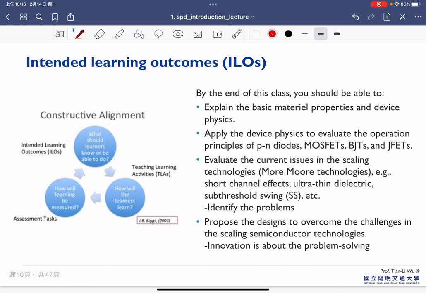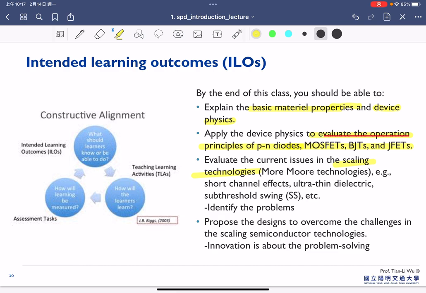So first, the intended learning outcomes, which means 预期学习成果. By the end of this class, you should be able to, first, explain the basic material properties and device physics. Second, apply the device physics to evaluate the operation principle of the PN diode, MOSFET, BJT, and JFET. And third, evaluate the current issues in scaling technology.